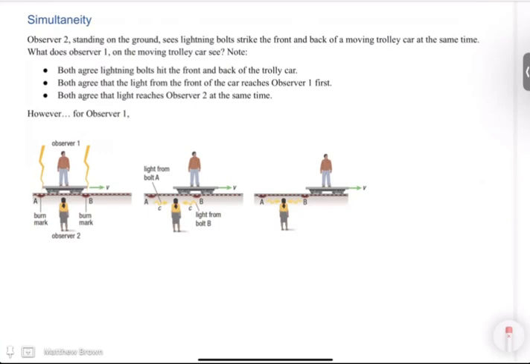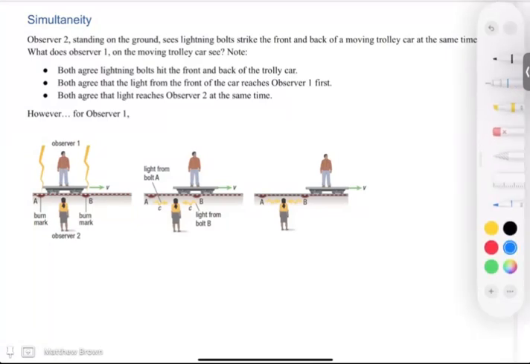So here we have observer 2 standing on the ground. Not sure why that swapped on me. Right, so you can see this. I think I had this diagram before. We have observer 1 in this trolley car moving at speed v, which we'll assume to be really, really fast. And observer 2 on the ground down here looking at that.